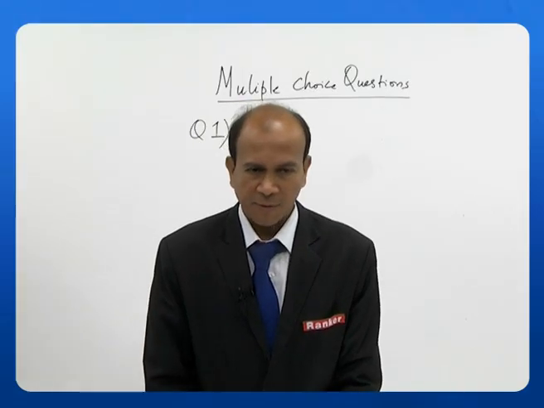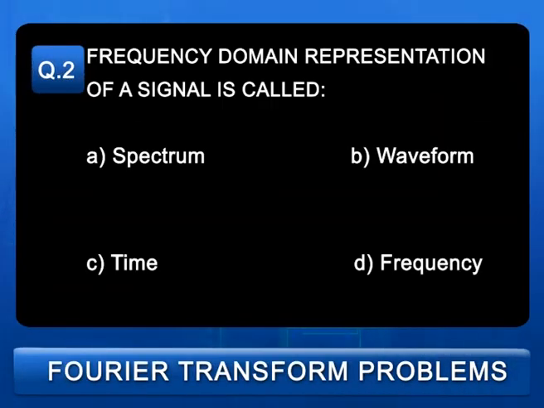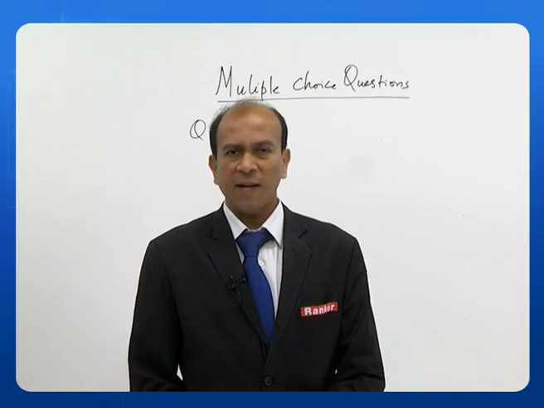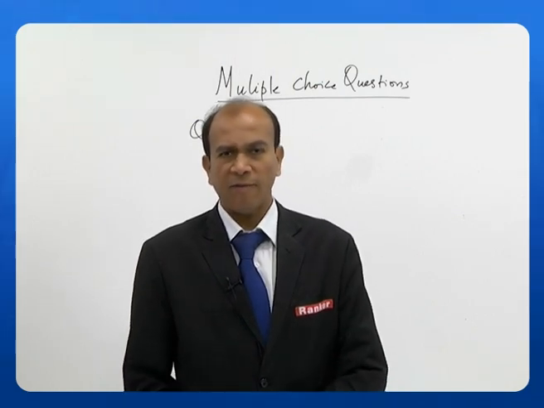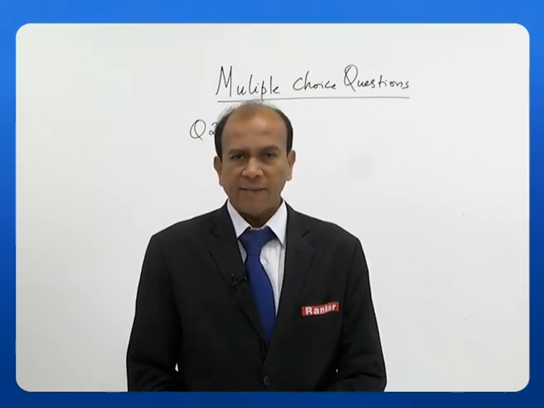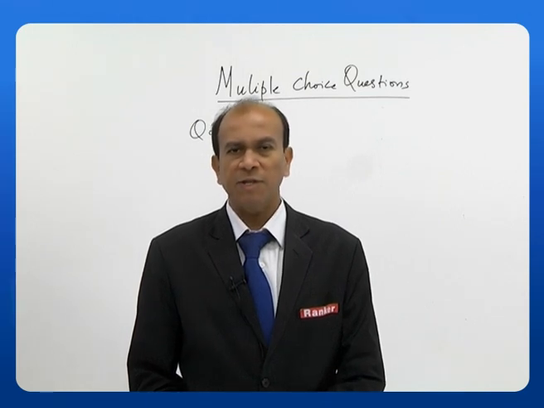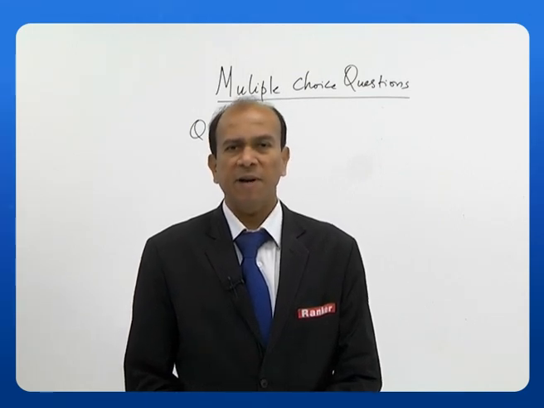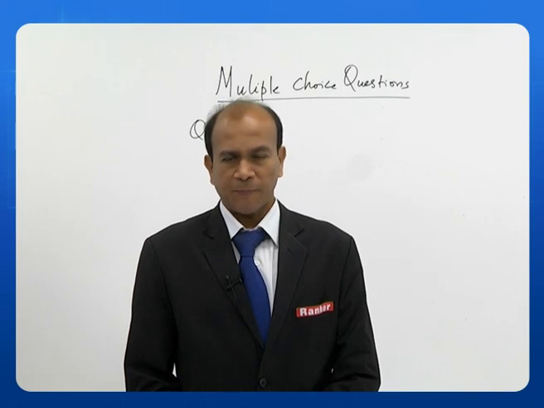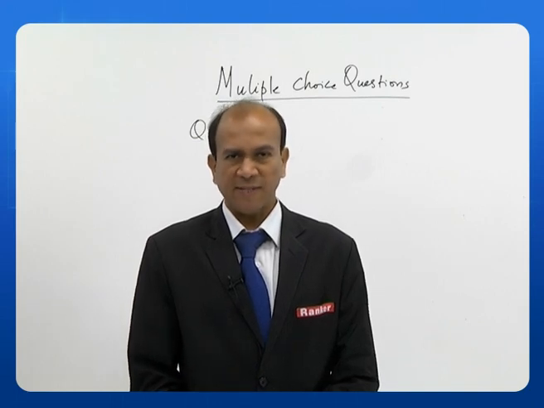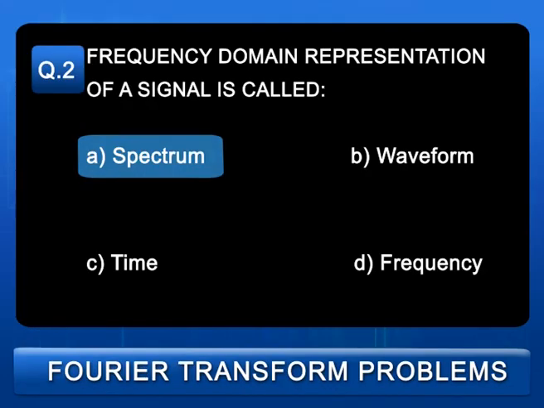The second question is as follows. The frequency domain representation of a signal is called: A. Spectrum, B. Waveform, C. Time, and D. Frequency. We have seen earlier that a signal in frequency domain representation is represented by the name spectrum. So, we always call it the spectrum of the signal. So, the answer is A.